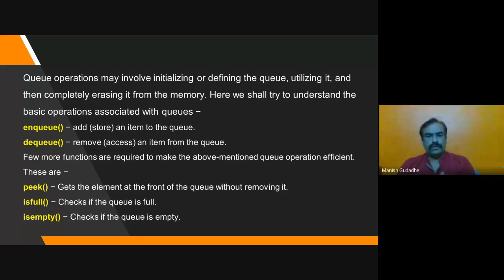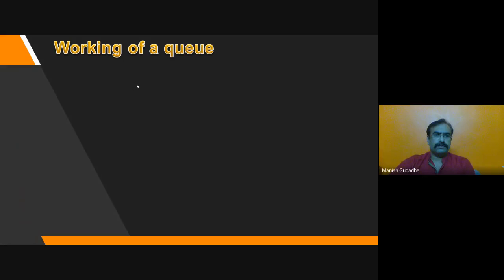Like we'll have to check whether the queue is full or not. If it is full, then no further items can be added. If it is empty, no items can be deleted. And a peek function, which gets the element at the front of the queue without removing it. It will just tell you which element is at the front. Okay, that's the peek operation. These are the supporting operations which we are going to perform on a queue. Let us see how this works one by one.